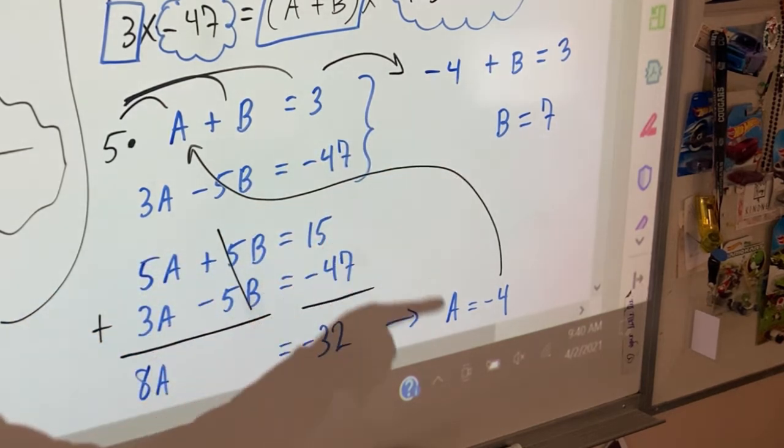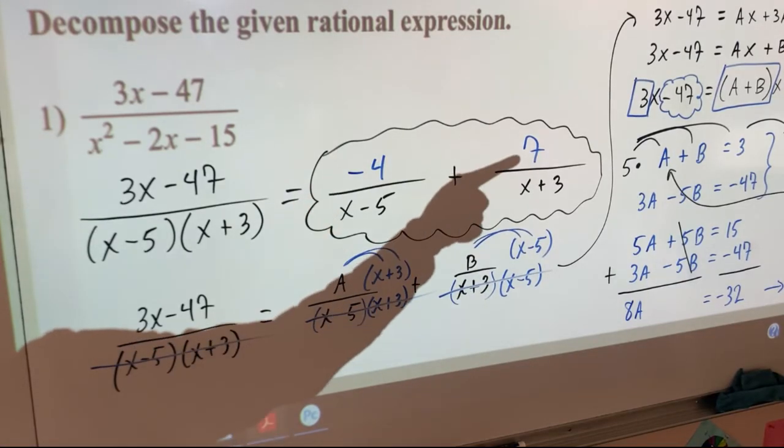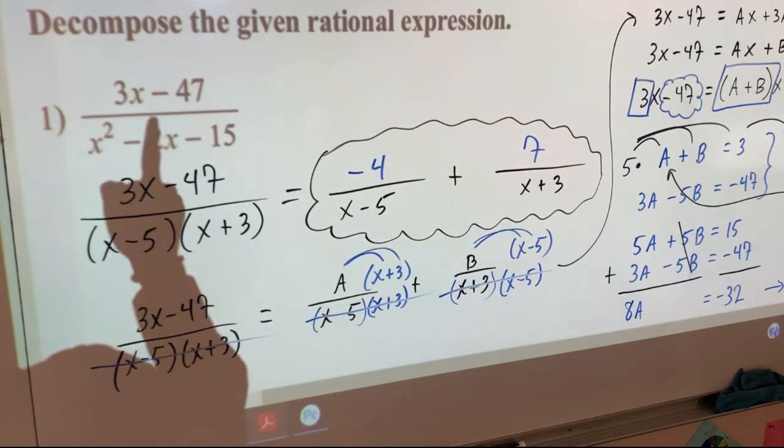So we have a and b, so now let's go back to the main problem. So a is negative 4, b is positive 7, and here in this bubble, the decomposition of this original rational expression.